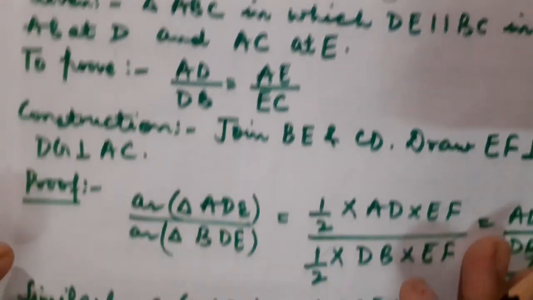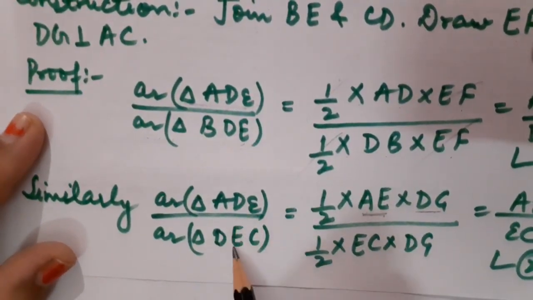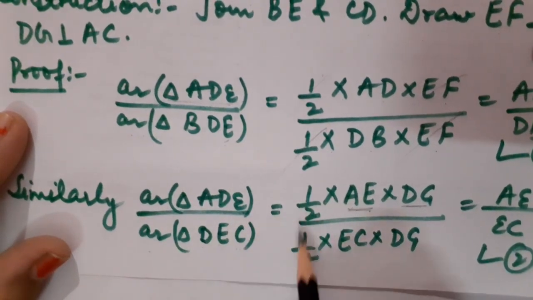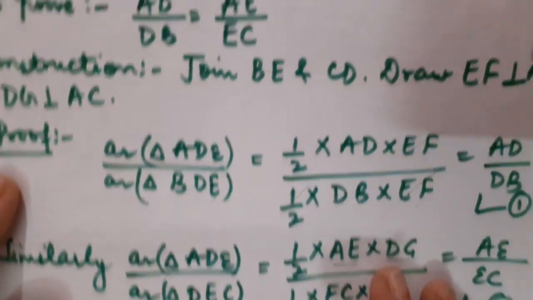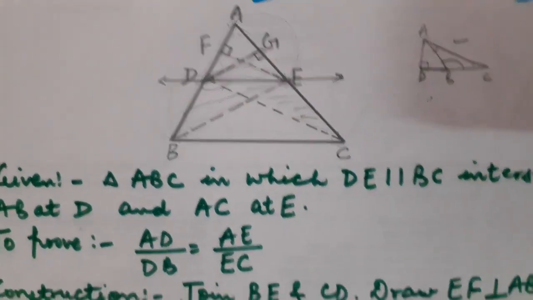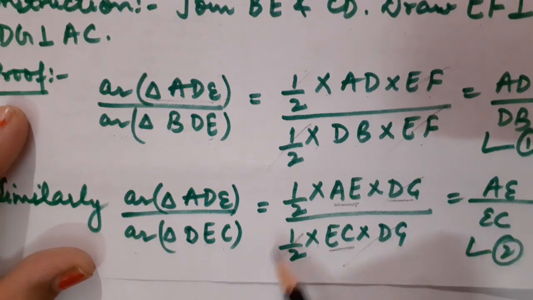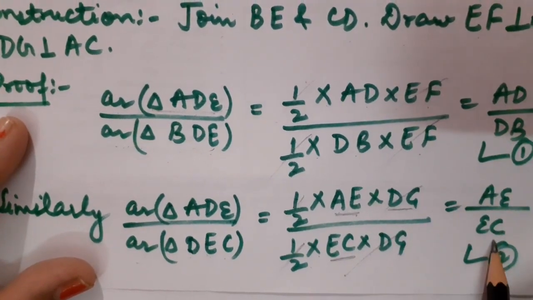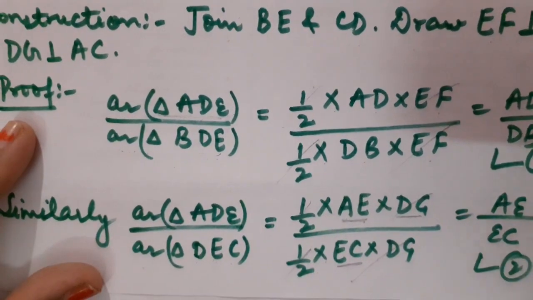Fine. So again I am going to calculate the ratio of area of both of these triangles. So area of triangle DEC is equal to half into EC into DG. What is DG here? DG is altitude and EC is the base. Now again DG and DG, both altitudes, are going to be cancelled. Half will also be cancelled. So I have got AE upon EC. Let us consider both as equation 1 and equation 2.